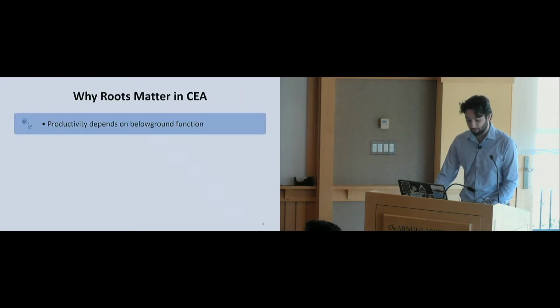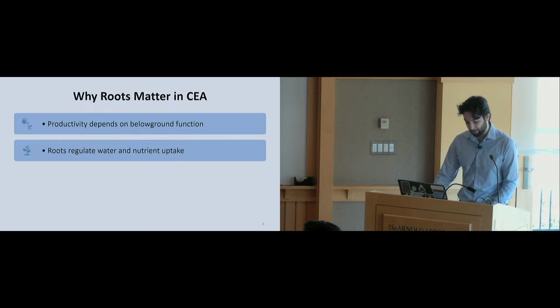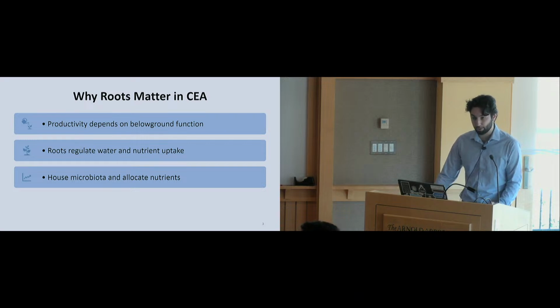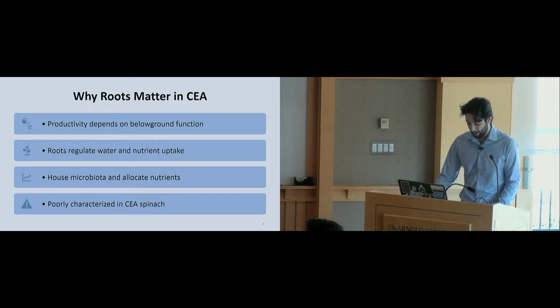In all systems, roots regulate water and nutrient uptake, structural stability, and help to house microbiota. Traditional systems require roots to navigate things like soil structure, mechanical impedance, patchy nutrient distribution, and microbial complexity. Whereas in something like hydroponics, these exist in a relatively homogeneous nutrient solution with low physical resistance. And these are poorly characterized things in CEA spinach as of right now.